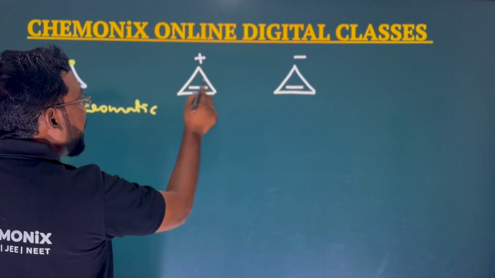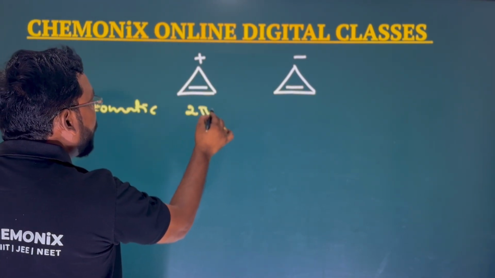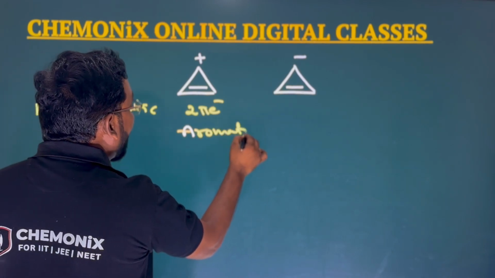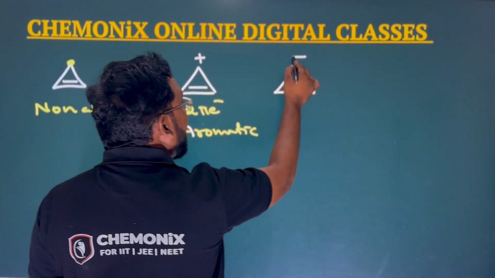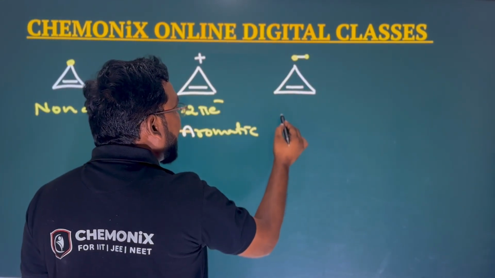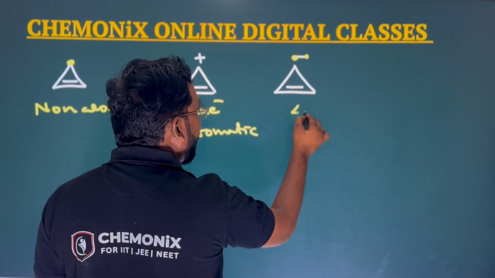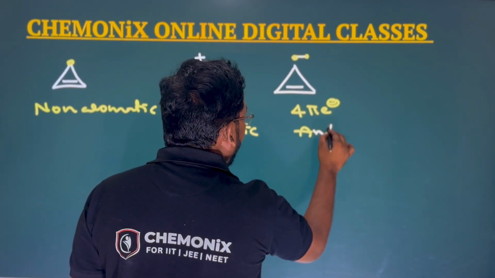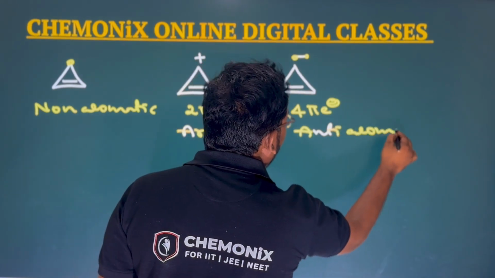Here the conjugation is present, and there are 2 conjugated pi electrons, satisfying Hückel's rule. Therefore this is an aromatic compound. And here it has a total of 4 conjugated pi electrons, which satisfies the 4n rule. So therefore this compound is called an anti-aromatic compound.